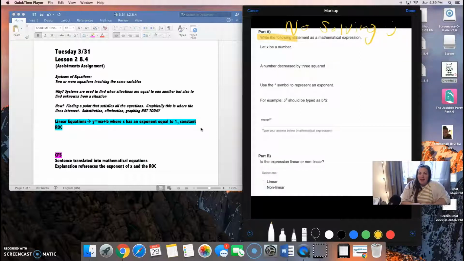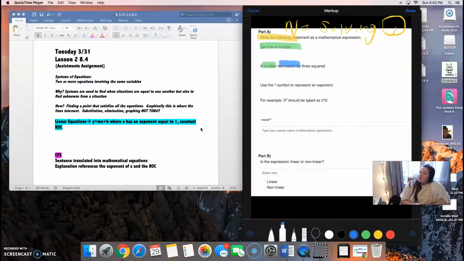All right, so let's take a look. They have let x be a number. So we talked about this yesterday where you have to define your variable, and they defined it for us. That's why it's not in your CFS for today. They defined it for us. Let x be a number. And the equation reads a number decreased by 3 squared. So a number, we're going to have that x in there, and we're decreasing it by 3 squared.